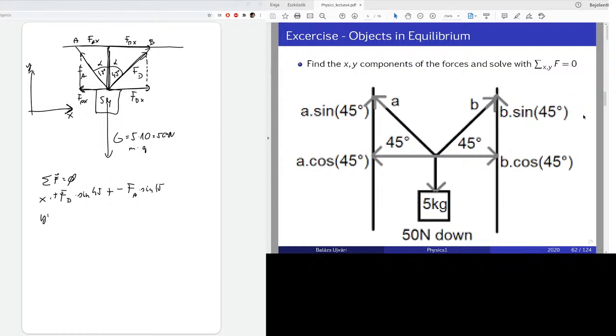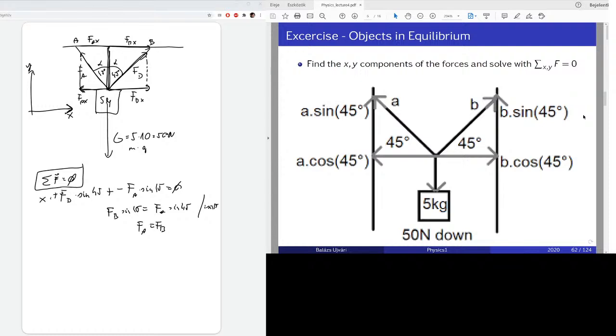What does it mean? So this has to be 0, since the sum F equals 0 means the Fx and also the Fy has to be 0. That means FB sinus 45 equals FA sinus 45. If we only divide with sinus 45, we can say FA equals FB. And that's enough for now.